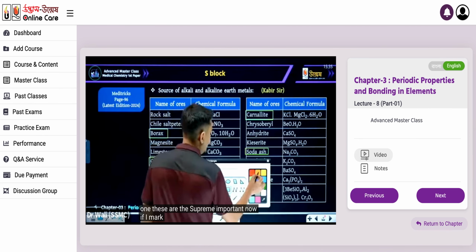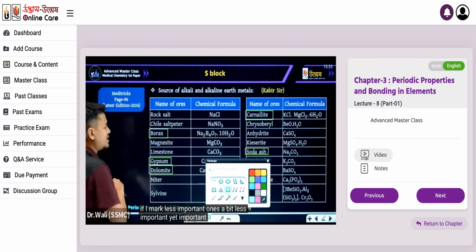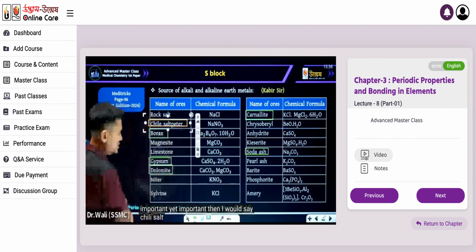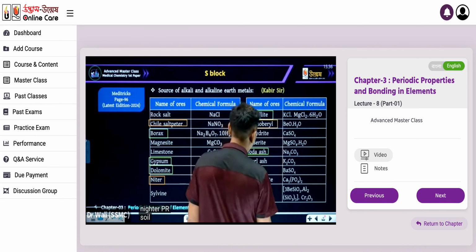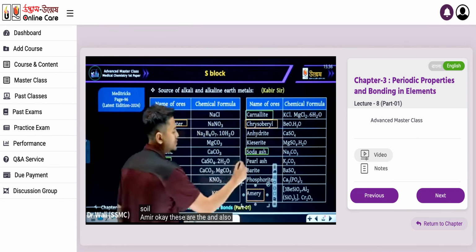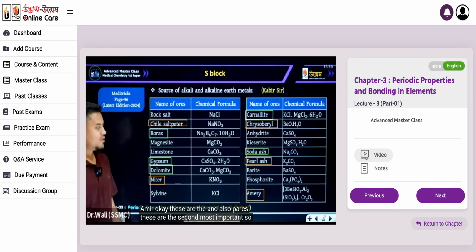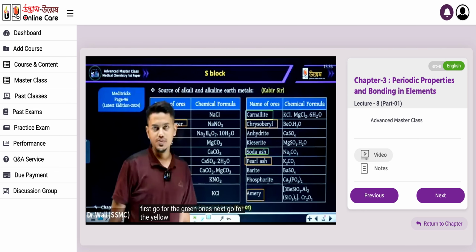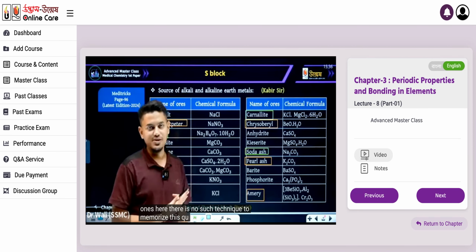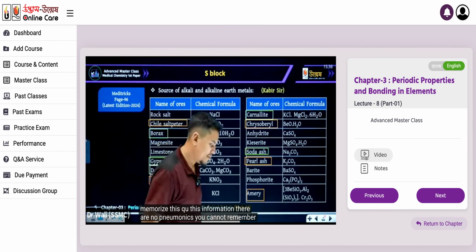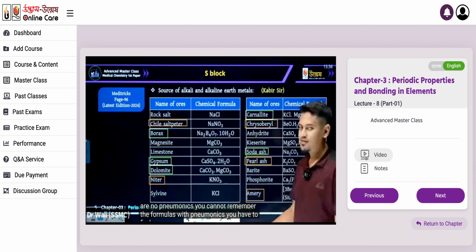Now, if I mark the less important ones, a bit less important yet important, then I would say Chile saltpeter, niter, chrysoberyl, emery, and also pearl ash. These are the second most important. So first go for the green ones, next go for the yellow or orange ones. Here, there is no such technique to memorize this information. There are no mnemonics. You cannot remember the formulas with mnemonics. You have to figure it out yourself.